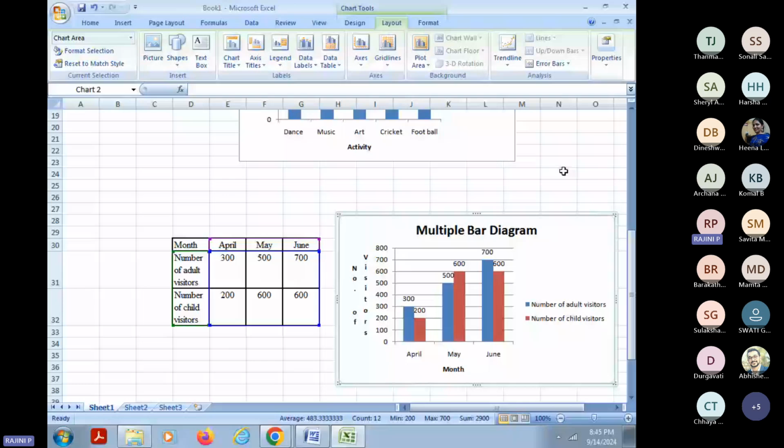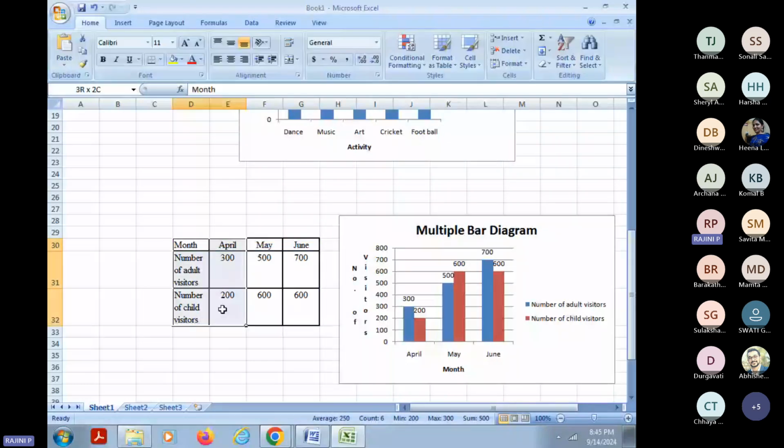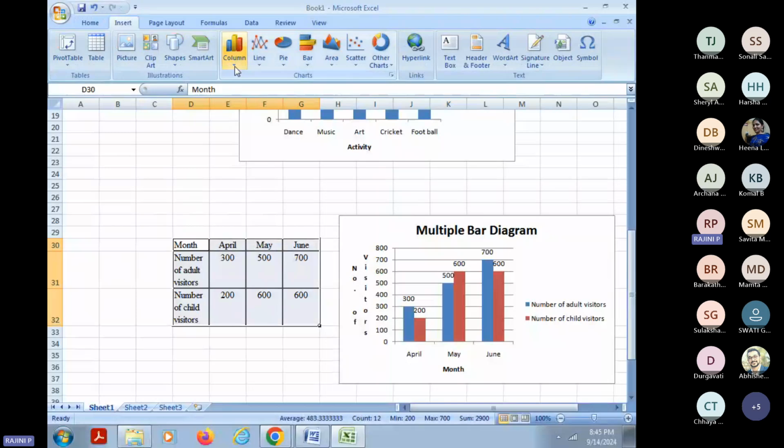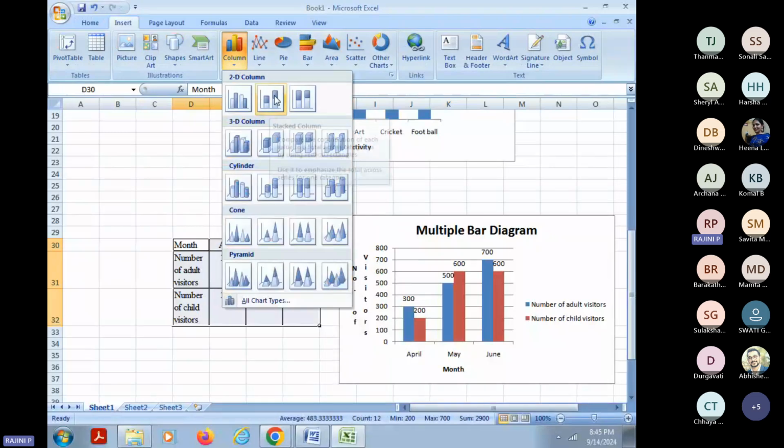And next one, I'm going for the same data. I'm applying the subdivided bar diagram. How can we do that? Select the data, go to insert, go to the columns, and select the second chart subtype. Subdivided means what? In one bar, you are dividing into the frequency. What is the number of frequencies you have?